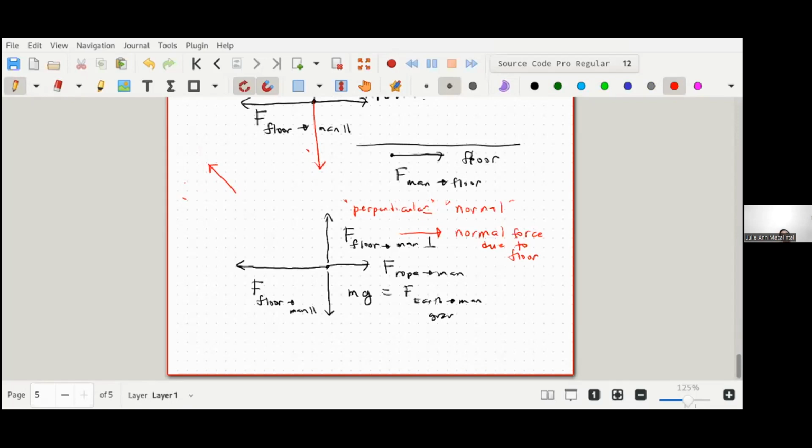Hindi siya magpapalit. Sir, di ba po yung let's say sa car, pag nasa slope, yung normal pa rin po sa ground, no matter if it's inclined. Hindi siya magpapalit. So kaya normal, it means perpendicular to the surface. So a force produced perpendicular to the surface by the surface. Okay. Ngayon, ano naman yung resistive force to sliding?